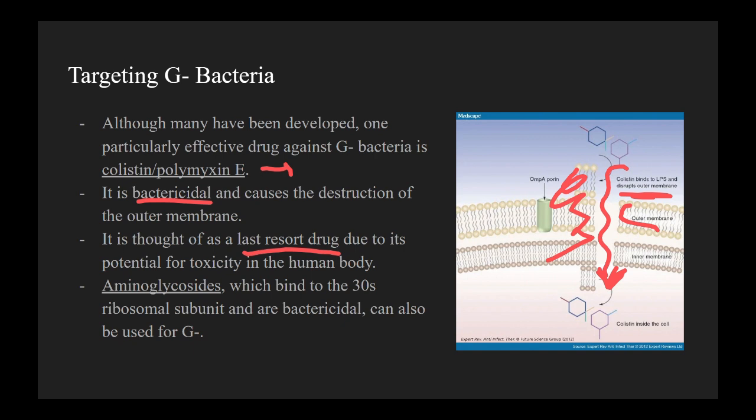And then we also have aminoglycosides. These, again, have a similar mechanism to what we looked at before, which bind to the 30S ribosomal subunit, and these also kill the bacteria. And these guys are also pretty effective against gram-negatives.